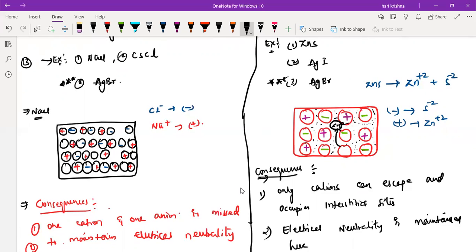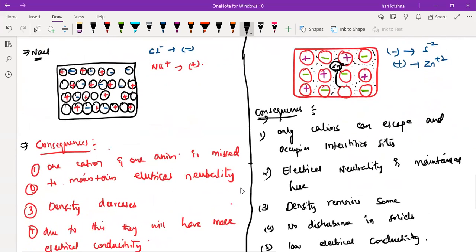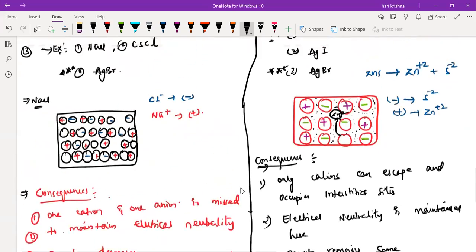So it always maintains electrical neutrality, because the cations are just moving from their original place to a new place, but it does not change any charge, right? So it will always maintain electrical neutrality. The density of the solid also will not change at all. So there is no disturbance in the solid at all. And the electrical conductivity is very, very low in the case of these solids.